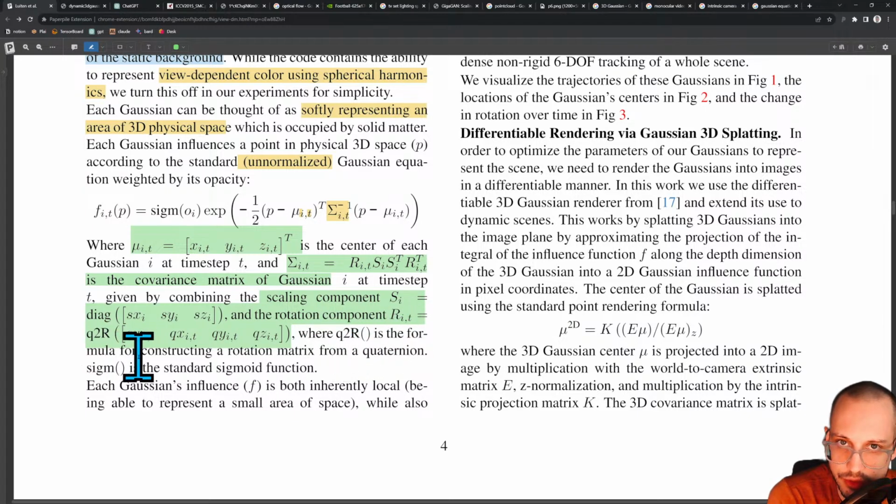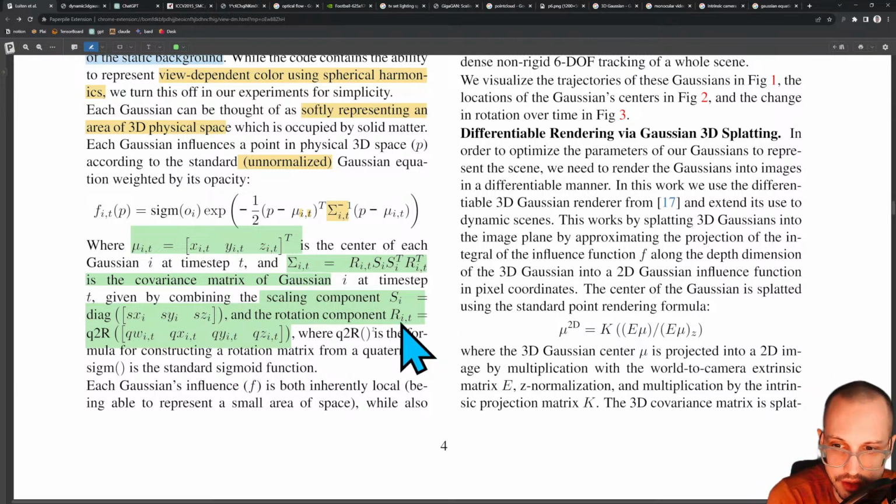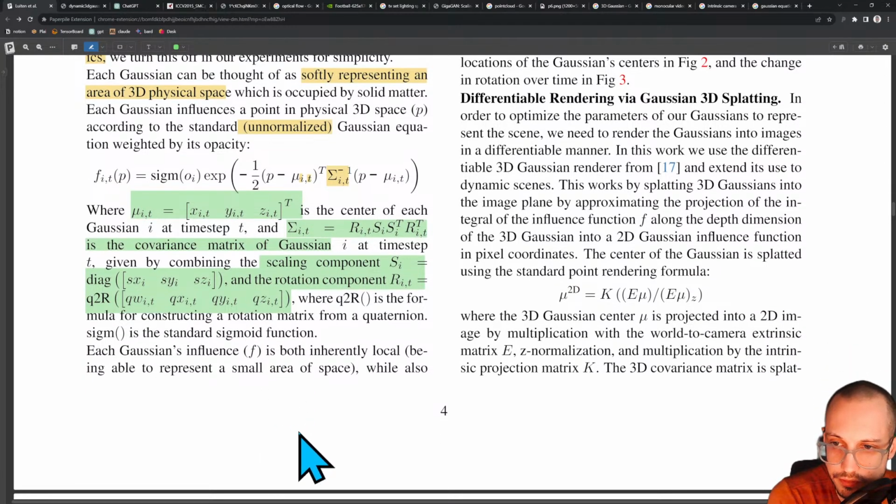Where Q2R is the formula for constructing a rotation matrix from a quaternion. The only bad thing about quaternions is that you can't use them easily. You can take quaternions and rotate other quaternions with them, but if you want to take a vector of points and rotate it by a quaternion, you have to turn it into a rotation matrix. That's one of the reasons they're annoying, but I still think they're better than pretty much everything else.